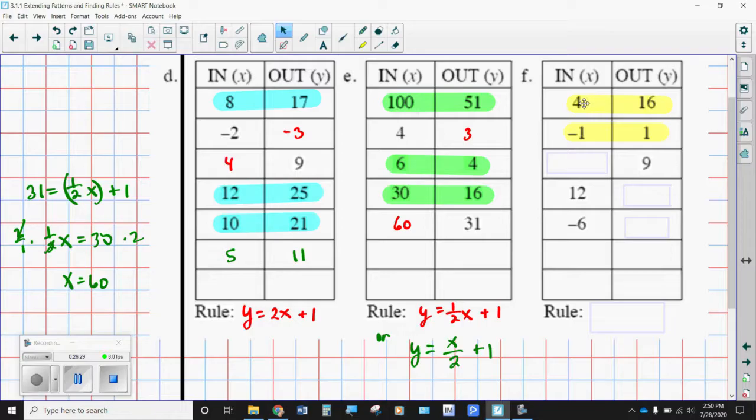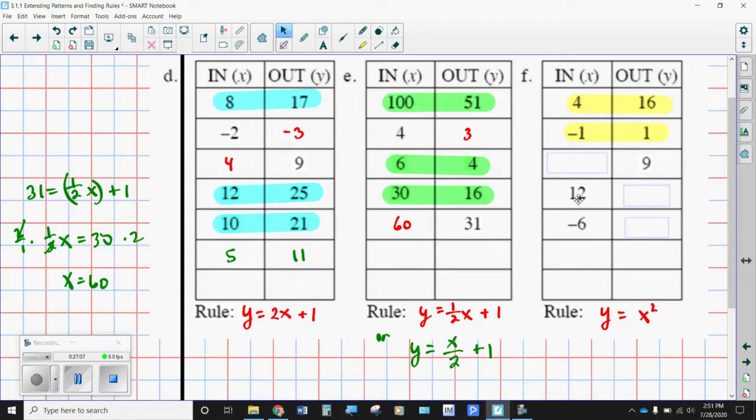How about on this one? Multiply times 4, no. Add 12, no. This is interesting. This number became a positive. This number was a positive. It stayed a positive. So we're not multiplying times a negative. It looks like 4, if you square it, if you multiply this number times itself, you get 16. And when you multiply that number times itself, you get 1.